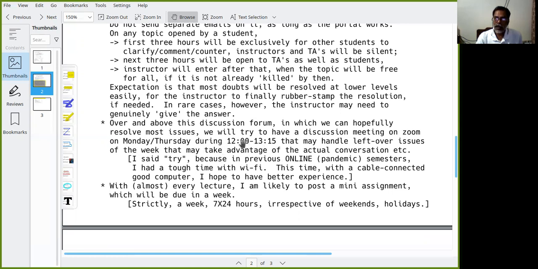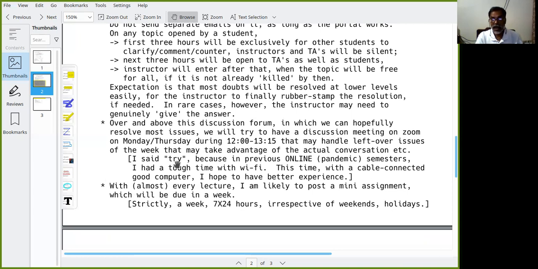For that, I or Vithal will typically frame a Zoom link and communicate to you either through the portal or through course email. So this can be used to tackle leftover issues over the week. So we may take advantage of the actual conversation, direct interaction, and sometimes possibly whatever board work we can do. Okay. Apparently we can do some board work by using the whiteboard function.